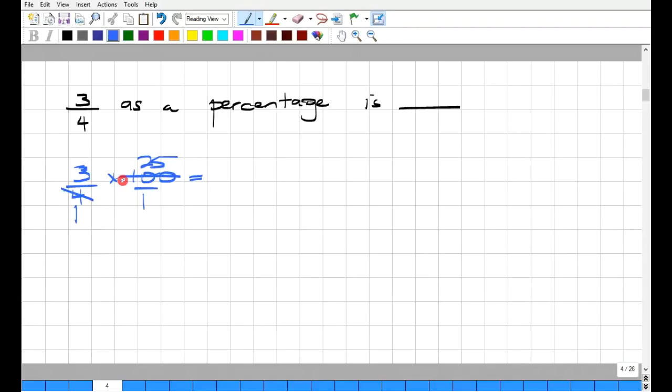Now we're left with a simple multiplication problem. Numerator by numerator and denominator by denominator. So 3 sets of 25 would give you 75, and 1 by 1 would give you 1. Any number divided by 1 remains the same. So we end up with 75%. So 3/4 as a percentage is 75%. So in this particular question, they're just asking if you know how to represent a common fraction as a percentage.